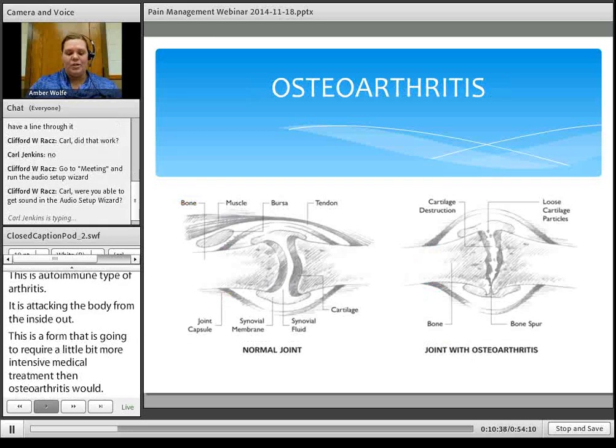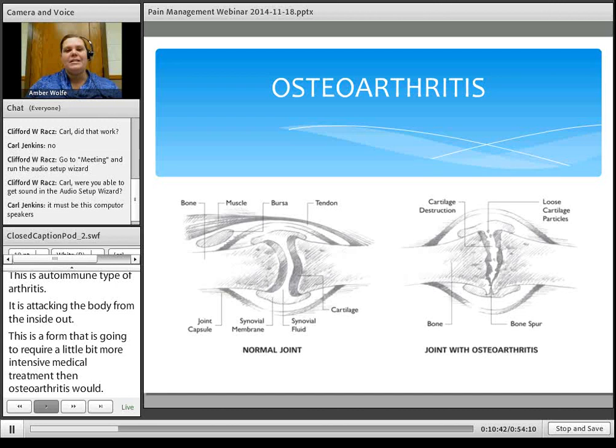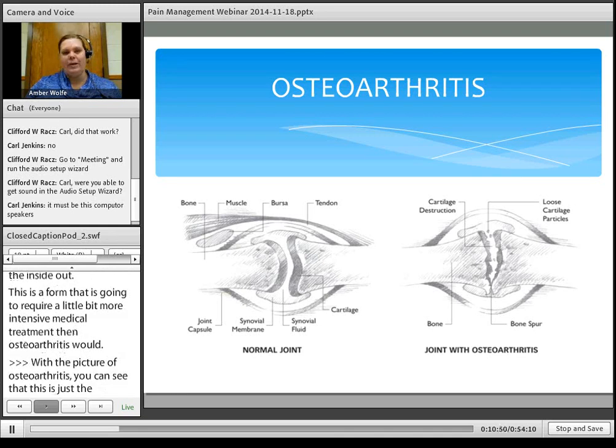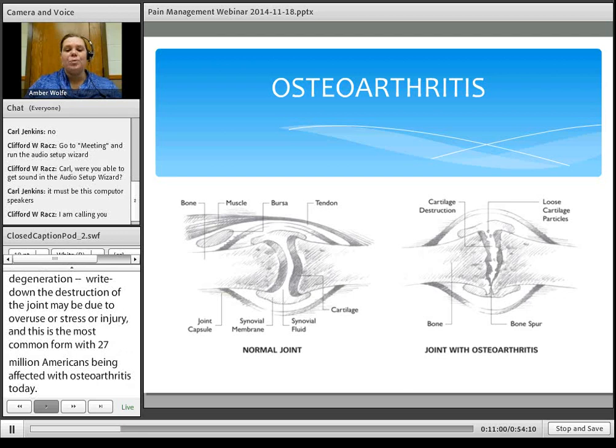With the picture of osteoarthritis, you can see that this is just the degeneration of cartilage. This is the breakdown and destruction of a joint, maybe due to overuse or stress or injury. And this is the most common form, with 27 million Americans being affected with osteoarthritis today. Because of the overuse of joints in many of our agriculturalists, this tends to be the most common form that we have questions about. So we're going to use this as our example for most of our information today.